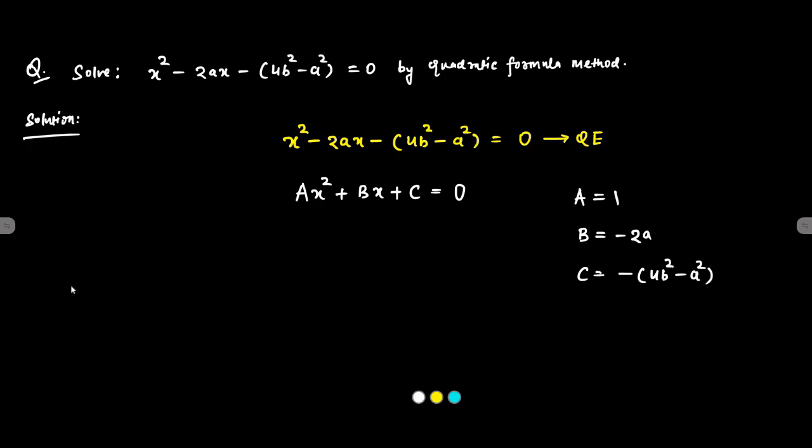So here, as per the quadratic formula, the roots of the quadratic equation are minus b plus minus root over of b square minus 4ac, by 2a. So here the discriminant D is equal to b square minus 4ac. So we'll calculate that first.